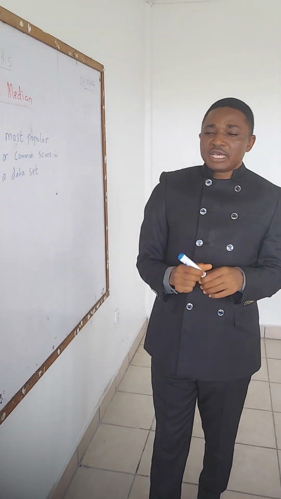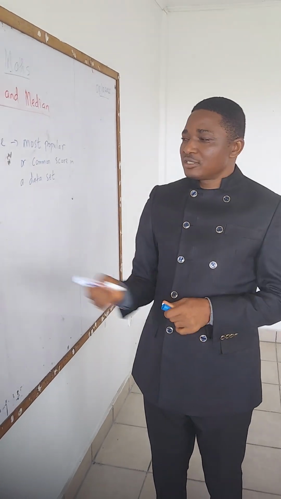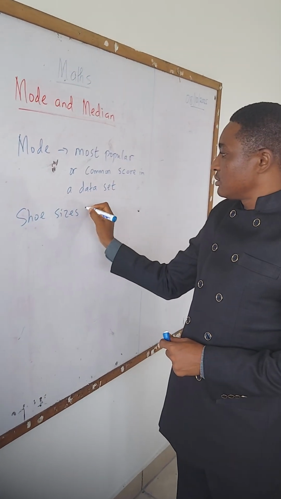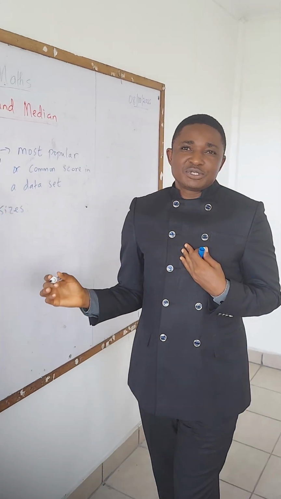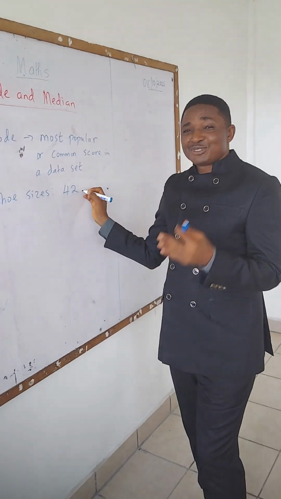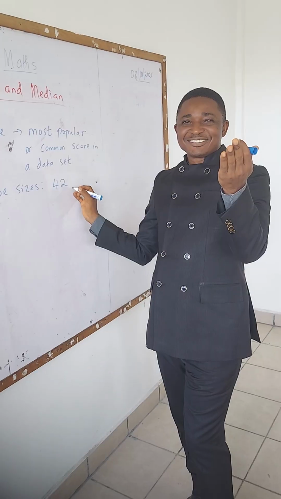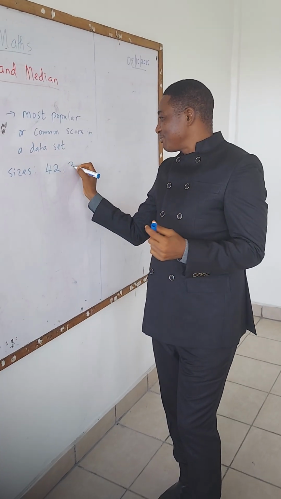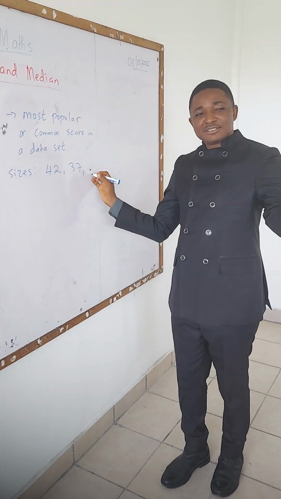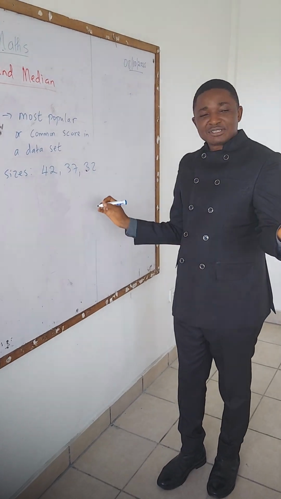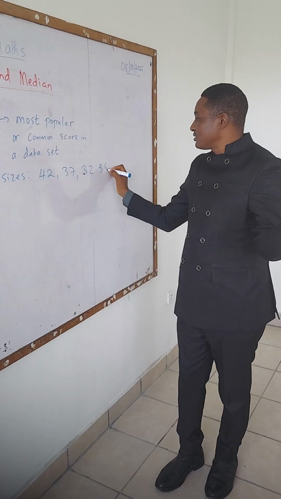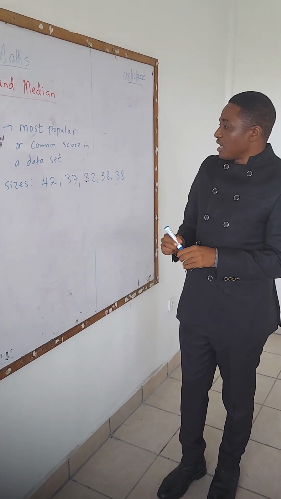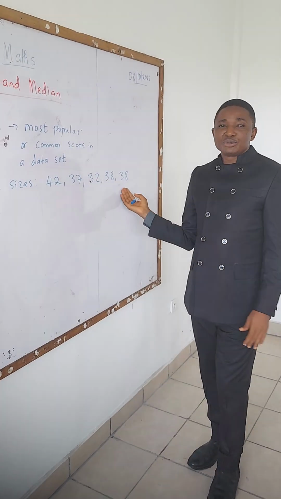So if we have a set of shoe sizes, for example, my shoe size is 42. What's your shoe size? You tell me your shoe size. Okay, you have 37. And the next one, 32. And the next one, 38. And the next one, oh, 38 again. Alright. So we have 1, 2, 3, 4, 5 shoe sizes.